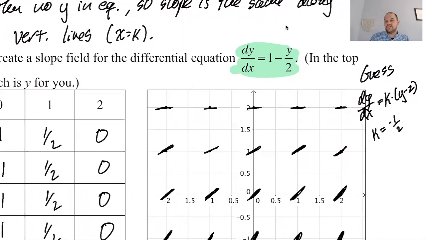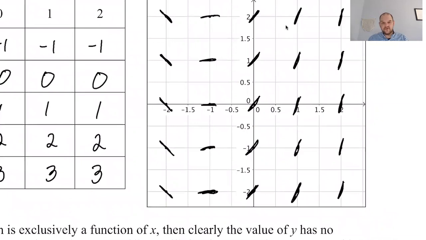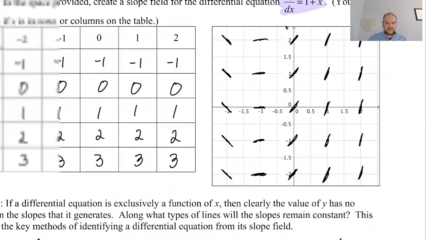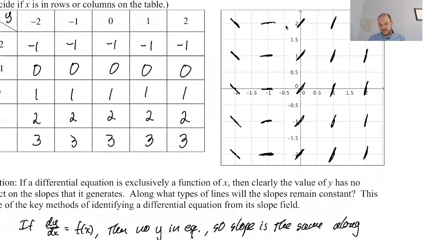And so we're actually going to be doing that a lot. We look for where the slope is 0. We look along horizontal lines. Are the slopes always the same? That means there's no x. We look along vertical lines. Is the slope always the same? If so, that means there's no y in the differential equation. 0 slopes, horizontal lines, vertical lines. We're building a kind of toolbox of how we're going to match our differential equations and our slope fields. So I'm done with this page.